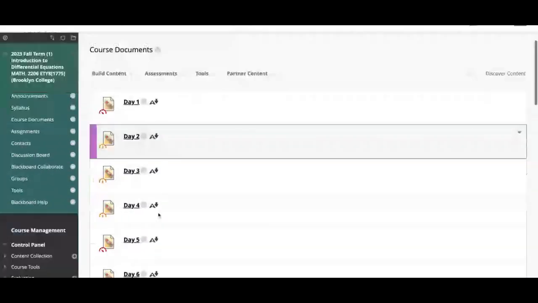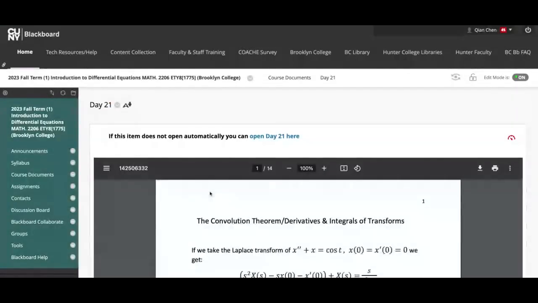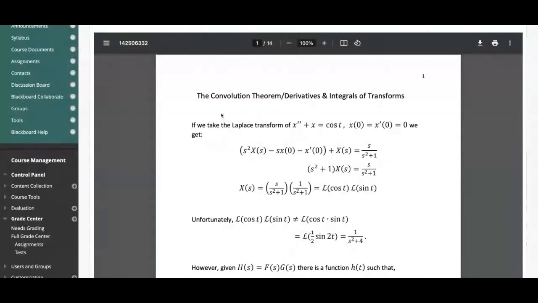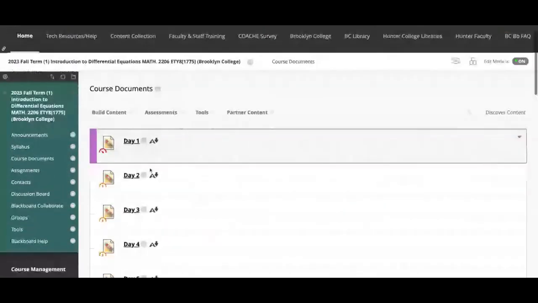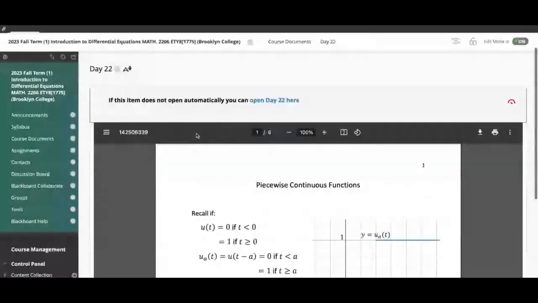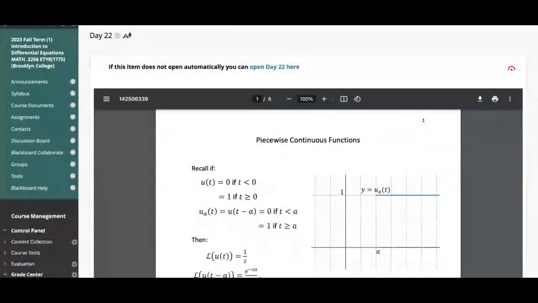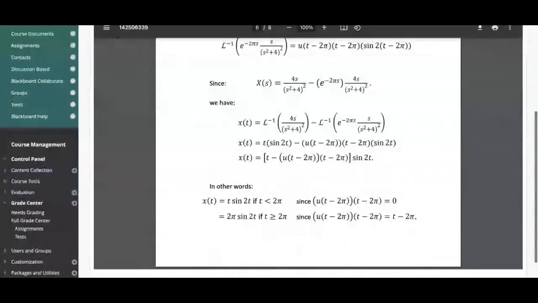So after 20, we have 21 and 22. The convolution theorem, derivatives and integrals of transformations. And then the last bit is to deal with piecewise continuous functions. So this one is not much, okay.